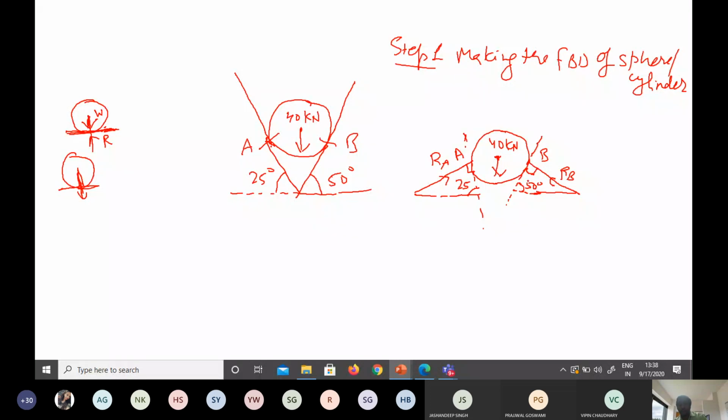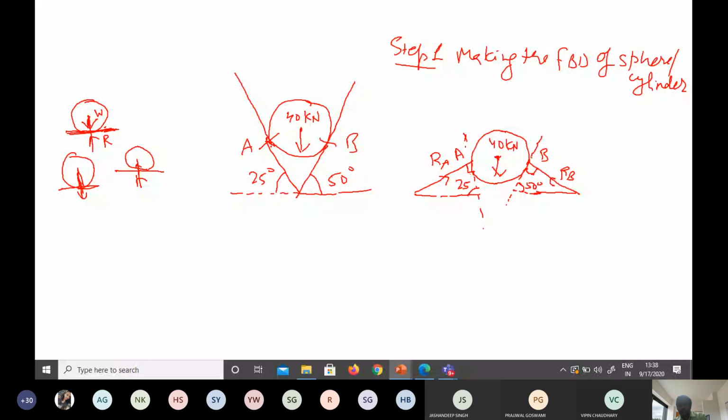I am repeating it once again for you so that you can understand. See, this is the sphere here, and this is the surface. This is the horizontal surface. On the horizontal surface, we have made the sphere, and we have the reactions at 90 degrees to it like that. But here we have inclined the surface. This is the inclined surface. So the reaction will be at 90 degrees to the surface. So we have made the 90 degrees here. This is also 90 degrees to the surface.